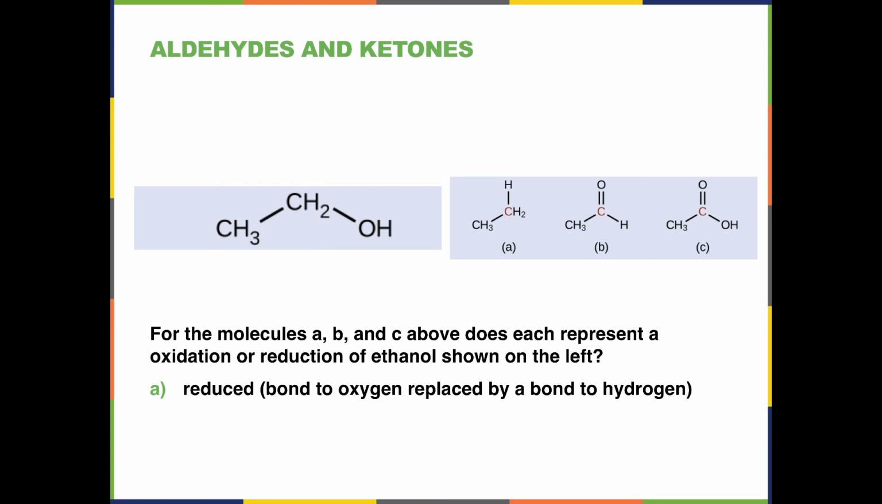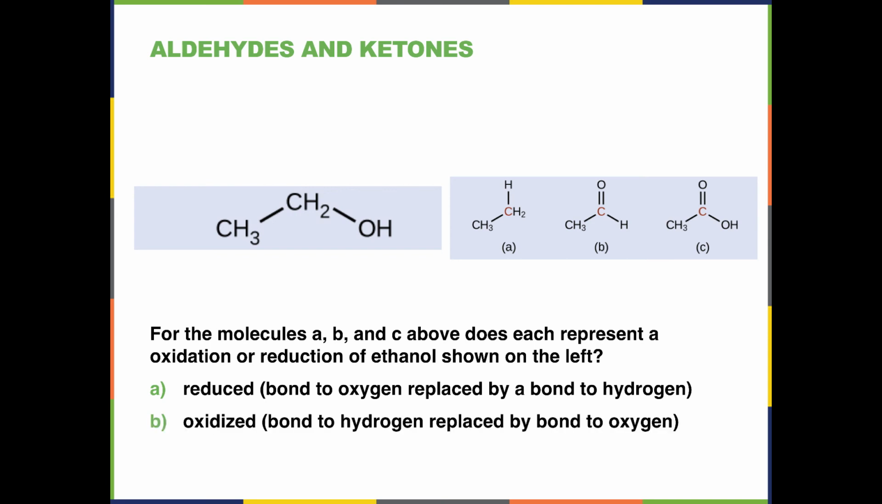A represents a reduction because an oxygen is replaced by a hydrogen. So A is a reduction, and you're going from ethanol to ethane. B represents an oxidation, a single oxidation, and you go from ethanol to ethanal. And C represents a double oxidation, and therefore you go from ethanol to ethanal to ethanoic acid. We haven't talked about the ethanoic acid yet. But in the second case, in B, a bond of hydrogen is replaced by a bond to oxygen. In C, 2 bonds of hydrogen are replaced by oxygen. Therefore, in the first you have a single oxidation. In the second, you have double oxidation.